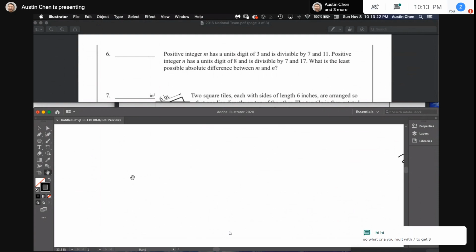Okay, so one thing I can think of doing here is seeing that both numbers are divisible by 7, right? So if both numbers are divisible by 7, we can take that 7 out so we can work with smaller numbers. Then the least absolute difference that we get from our new numbers, we can multiply by 7 at the end, right?